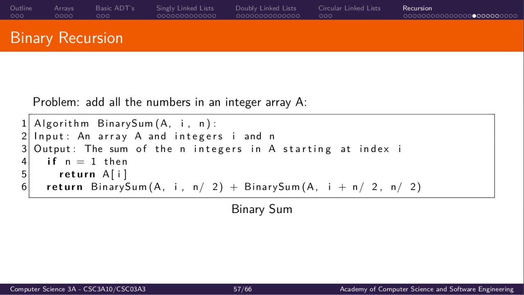Then from i plus n over 2, so just after the last index that we called the first binary sum on, up to, well, add n over 2 on that, and you end up with i plus n, which is where we wanted to end to begin with. So each time we're splitting our array in half and recursively calling the method on that. What is our base case? Well, if n is equal to 1, as in we're starting at i and we want to add just one element, then we simply return the element at i.